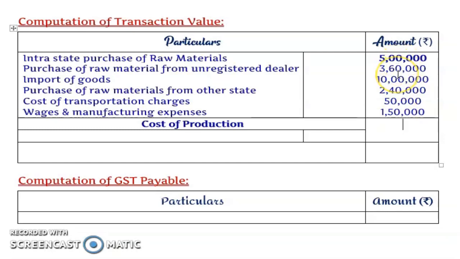5 lakh plus 3,60,000 is 8,60,000. 8 lakh plus 10, it is 18,60,000. 18,60,000 plus 2,40,000 is 21 lakh. 21 lakh plus 50,000, 21 lakh 50,000 plus 1 lakh 50,000 is 23 lakhs. Okay, so total is 23 lakhs cost of production.